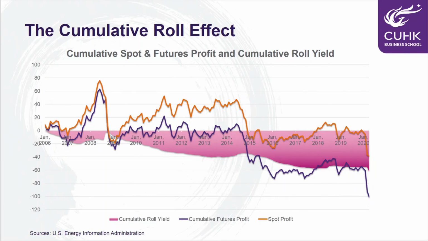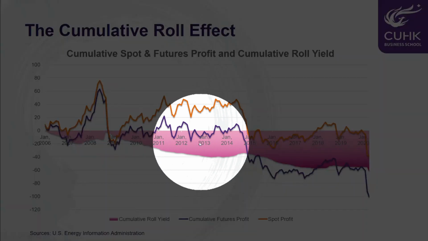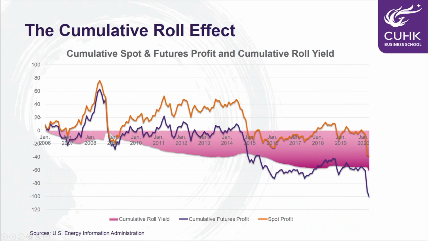Now you understand the consequence of this negative roll yield. How large will this effect be in reality? Let me show you one more graph. For this graph, I did a simulation. I imagined myself buying this futures contract since 2006, and then every single month I do this rollover.